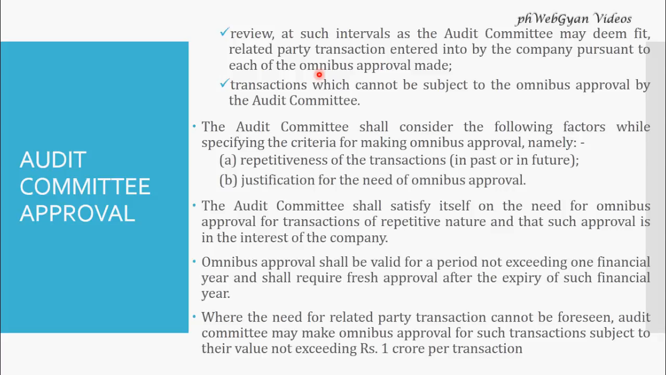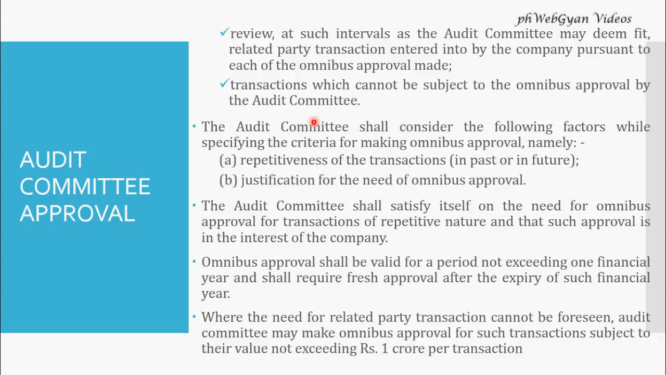Rather, the related party is not in a position to gain any undue advantage. Once the approval is given, they are allowed to enter into the related party transaction. But that is not all. The audit committee has to review it again and again. Another important point is transactions which cannot be subjected to the omnibus approval by the audit committee. These are the criteria which have to be kept in mind before giving the omnibus approval.